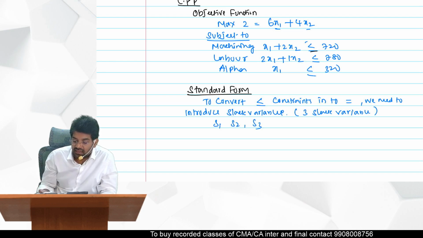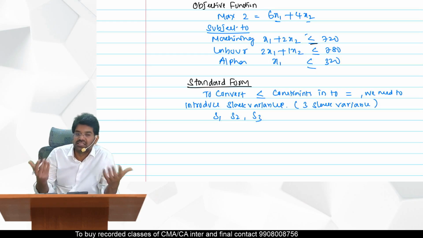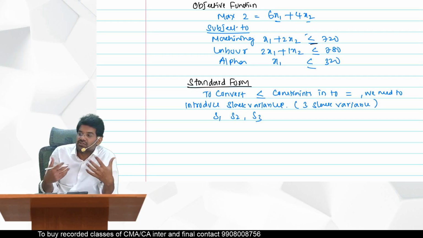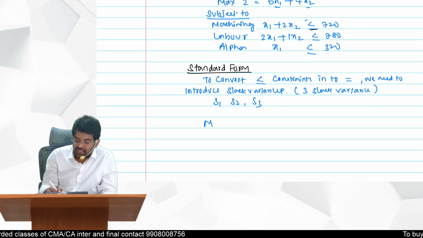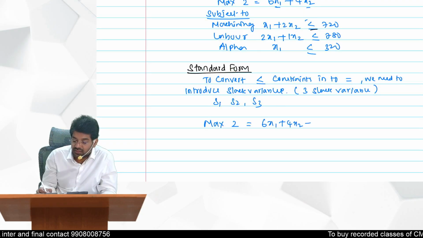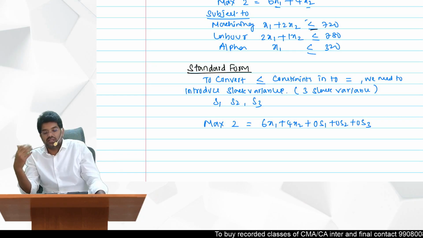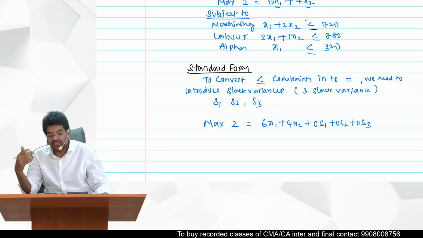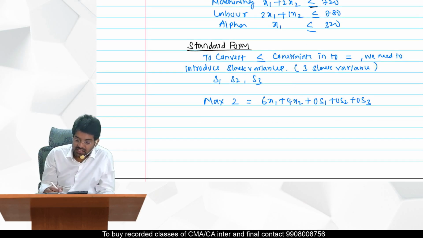This will be added, and in the objective function the coefficient of this slack variable will be 0. Slack means idle resources, and idle resources will not produce anything, that is the reason. So now maximize Z is equal to 6x1 plus 4x2 plus 0 S1 plus 0 S2 plus 0 S3. This is how you should convert your objective function. Then the constraints, this is the standard form.